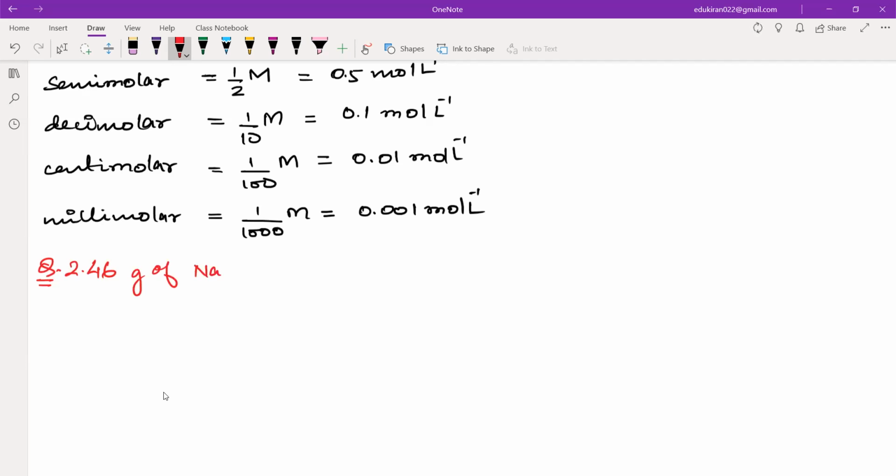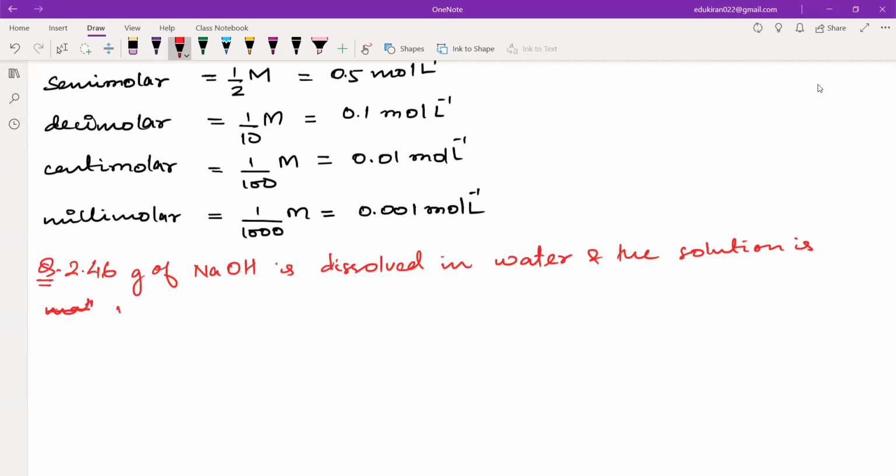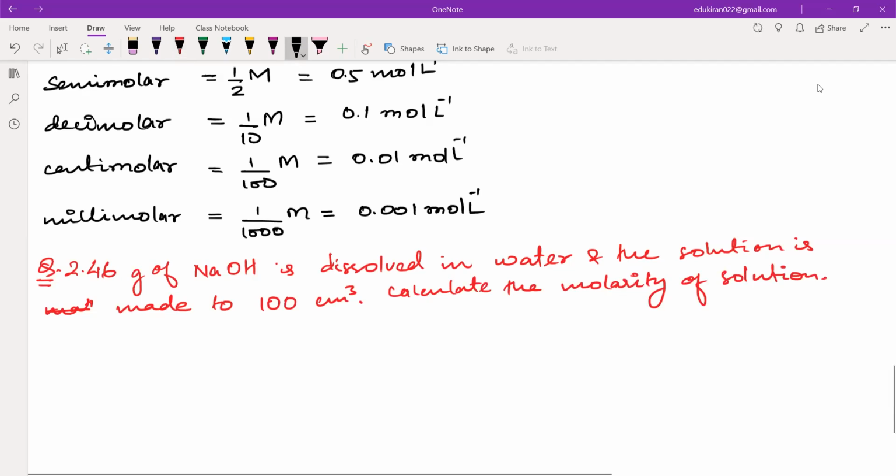2.46 grams of NaOH is dissolved in water, and the solution is made up to 100 cubic centimeter. Okay, 100 cubic centimeter. Calculate the molarity of solution.